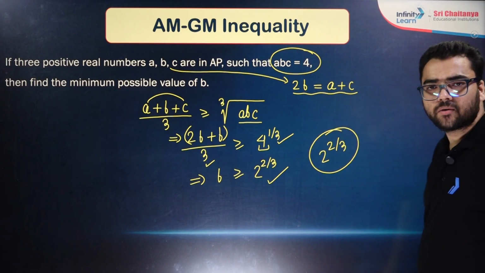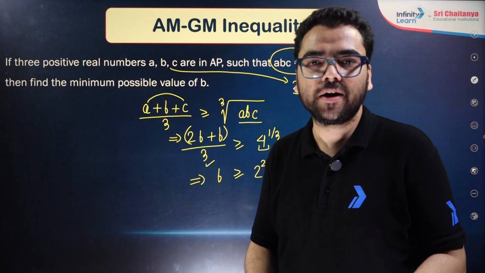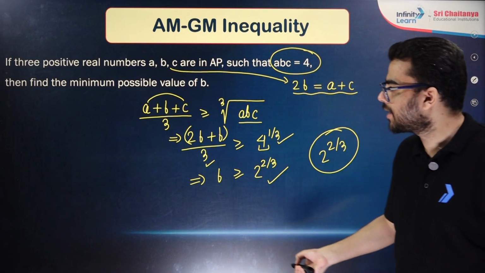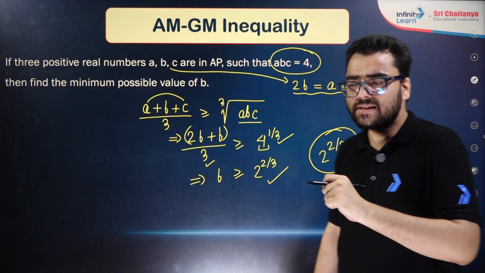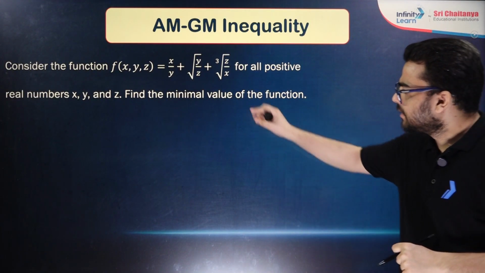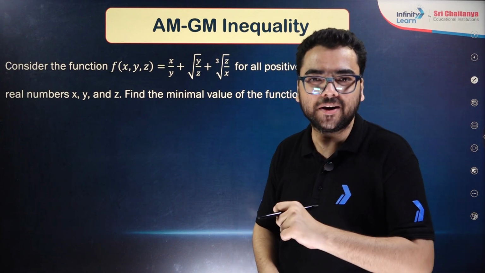So that was a direct question on AM-GM inequality. If you know this property, you can do it. If you don't know this property, then it can become very tough. I hope this is clear, guys. Now let's see another question. This is a kind of tricky question on the basis of AM-GM inequality.